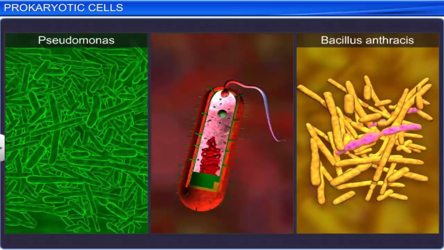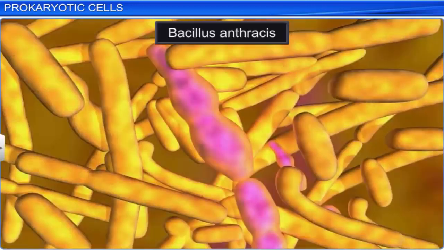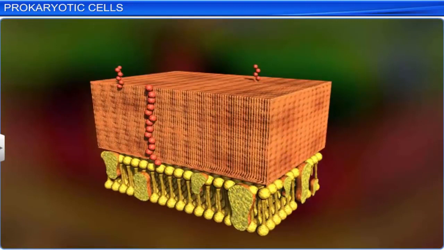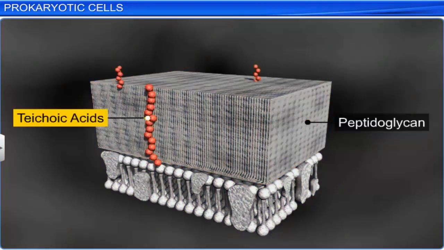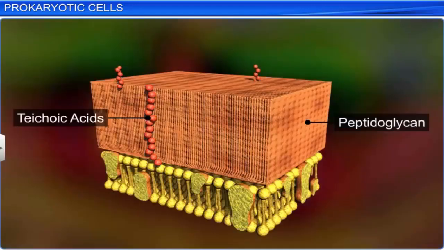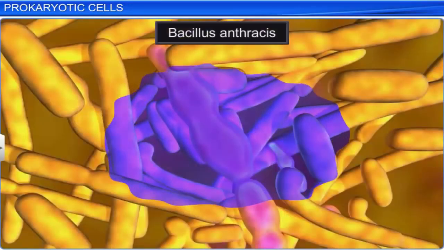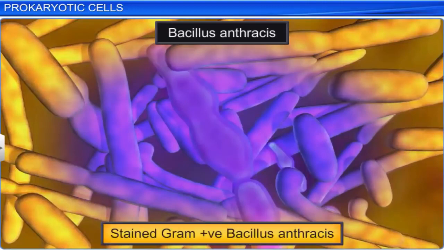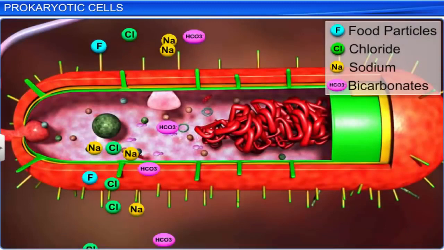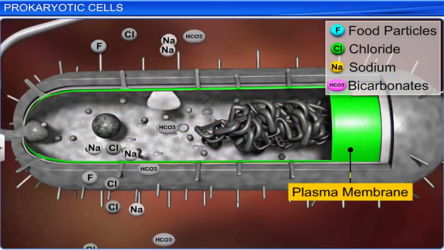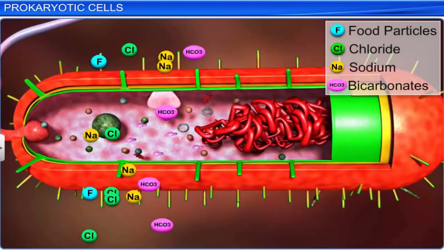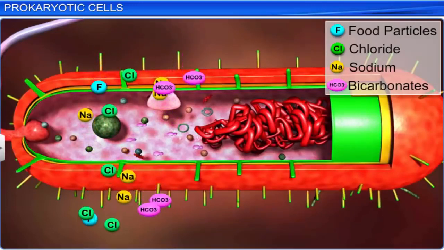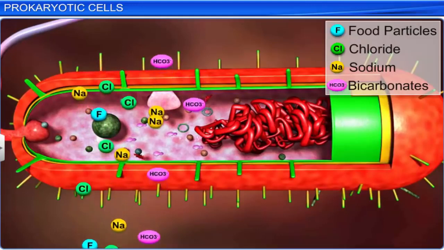On the other hand, the cell wall of prokaryotes such as Bacillus anthracis, composed of a dense layer of peptidoglycan and teichoic acids, turns violet when subjected to the Gram staining procedure. Hence, such prokaryotes are called Gram-positive. The cell wall is followed by the semi-permeable plasma membrane, which controls the entry and exit of small molecules like food particles and ions like chloride, sodium, and bicarbonates.